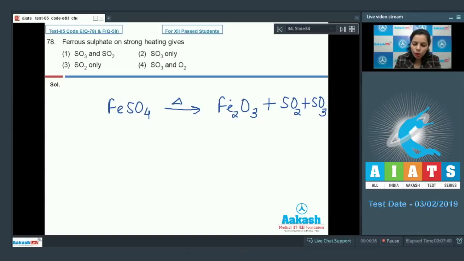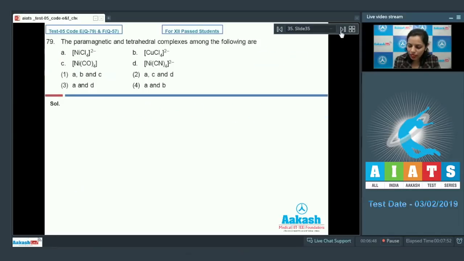It means option 1 you can choose as the correct option, because both sulfur trioxide and sulfur dioxide are given here in option 1. That's why option 1 is the correct one. After that, now here is question number 79. The paramagnetic and tetrahedral complexes among the following are.